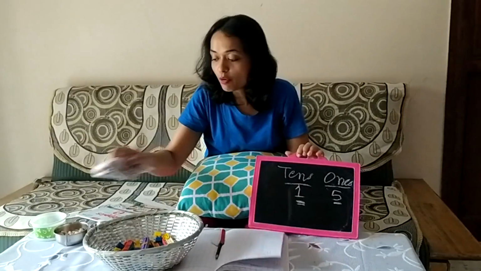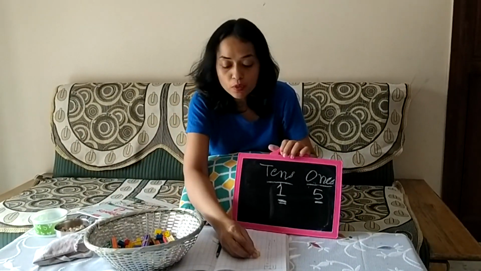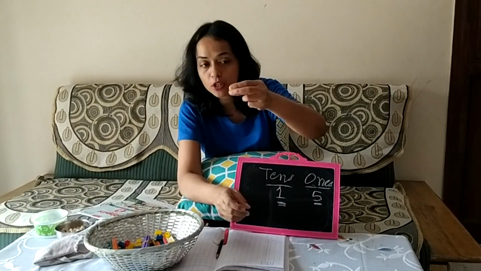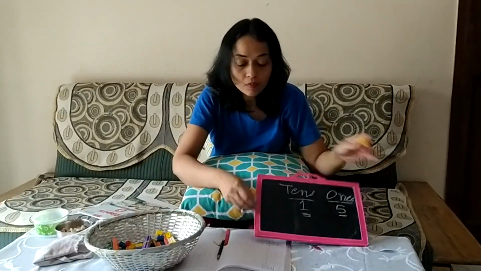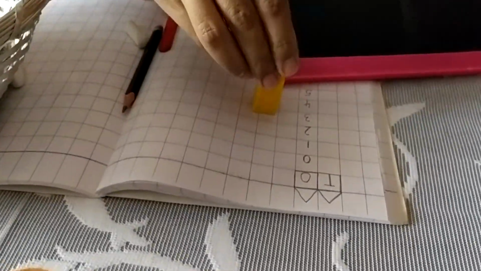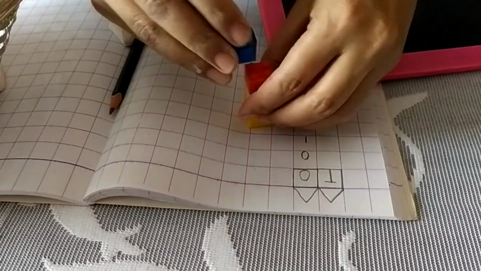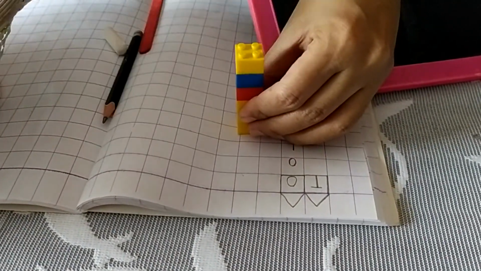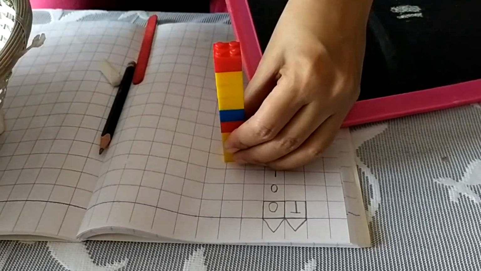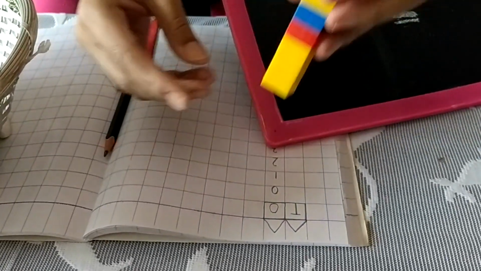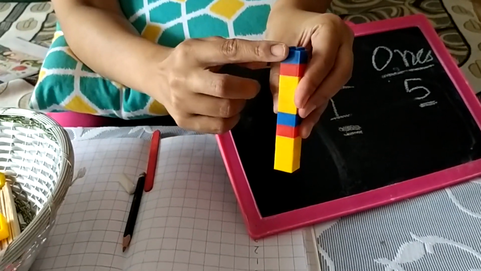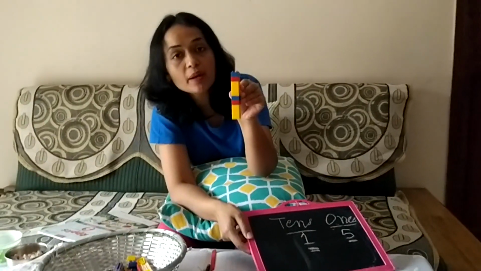So now with the help of blocks, I am going to make a tower. Again, we will make a tower of 10 blocks. So this is 1, 2, 3, 4, 5, 6, 7, 8, 9 and 10. Okay, 1, 2, 3, 4, 5, 6, 7, 8, 9, 10. This is a tower of 10 blocks.